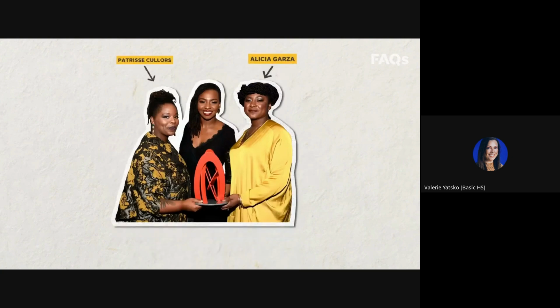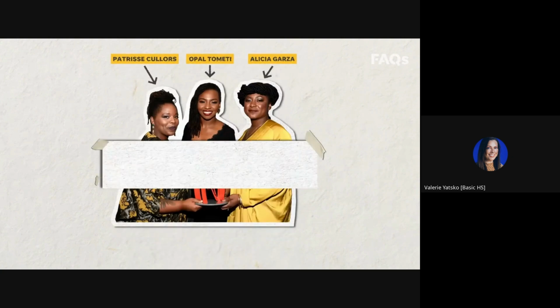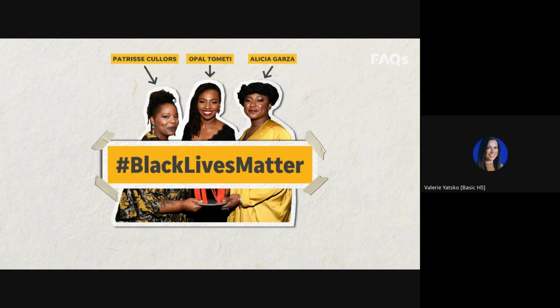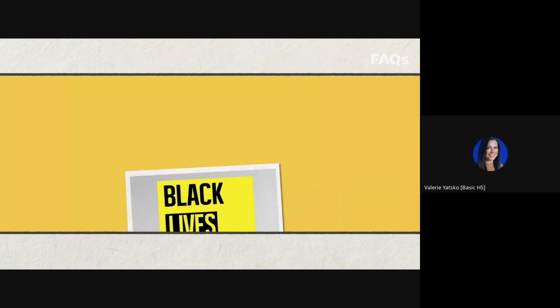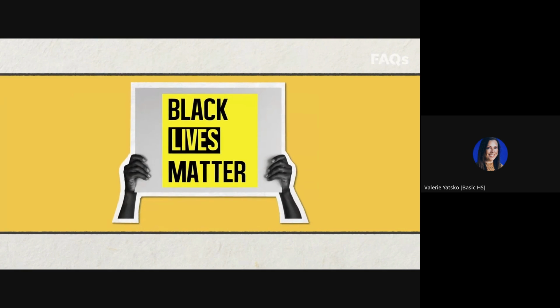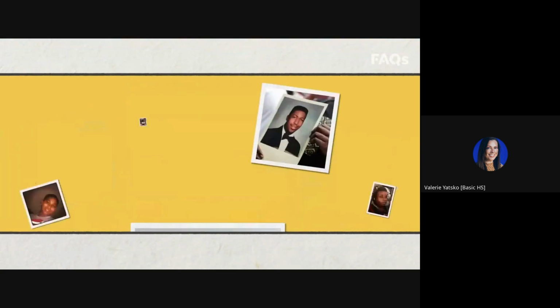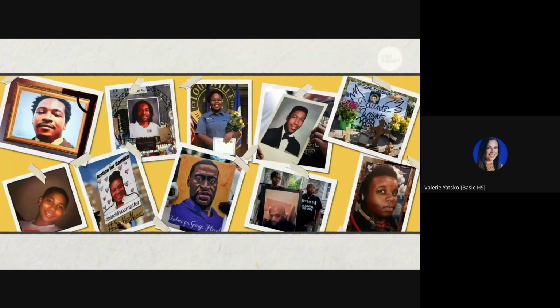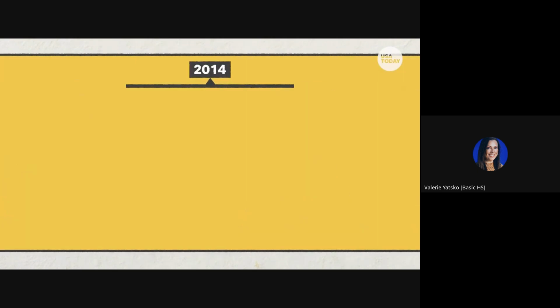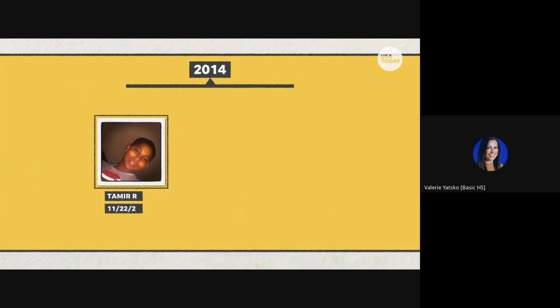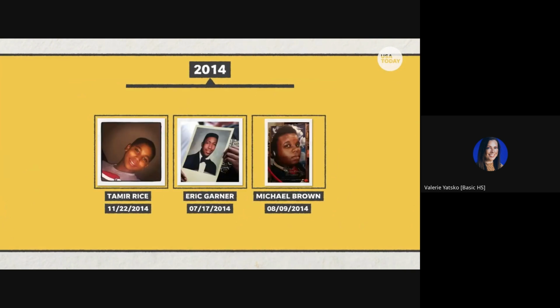Garza and her friends Patrisse Cullors and Opal Tometi coined the hashtag Black Lives Matter later that year. As the hashtag's popularity grew, so did backlash with the rise of white lives and all lives matter groups. The number of Black victims of police brutality also grew, making the slogan increasingly important. In 2014, the deaths of Tamir Rice, Eric Garner, and Michael Brown ignited the movement and protests nationwide.